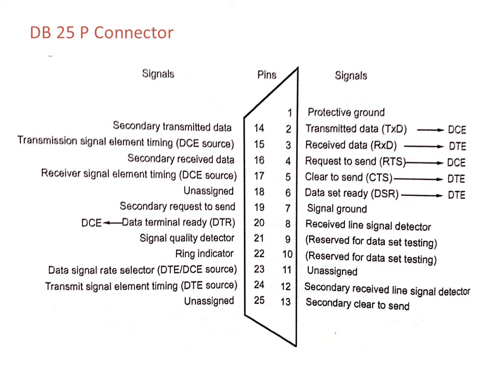13 is secondary clear to send, 14 is secondary transmitted data, pin number 15 is transmission signal element timing, that is DCE source, and pin number 16 is secondary received data, pin number 17 is receiver signal element timing, that is DCE source again, and pin number 18 is unassigned, pin number 19 is secondary request to send, pin number 20 is data terminal ready, DTR, and pin number 21 is signal quality detector, and pin number 22 is ring indicator, 23 is data signal rate selector, and pin number 24 is transmit signal element timing, that is DTE source, and pin number 25 is unassigned.